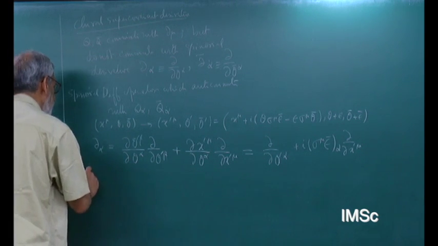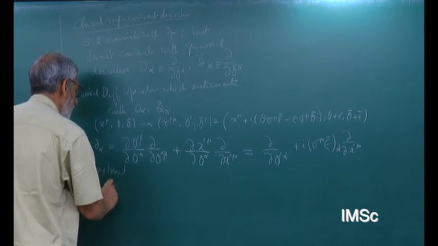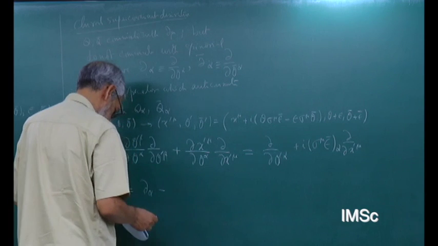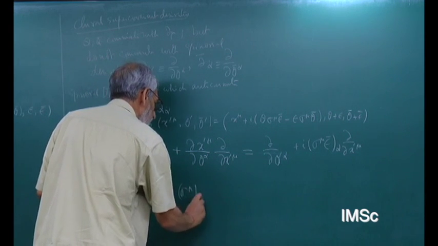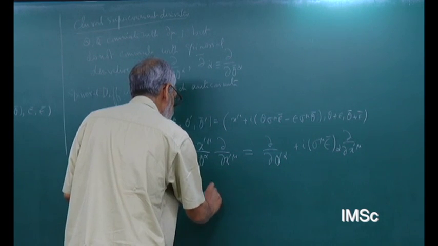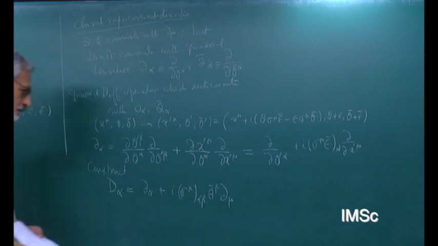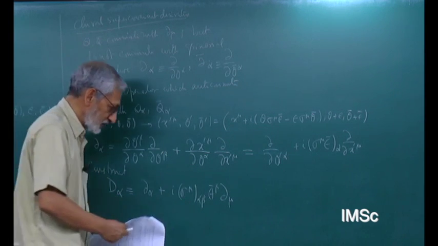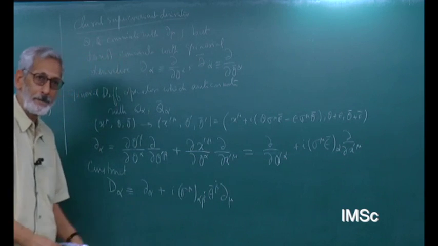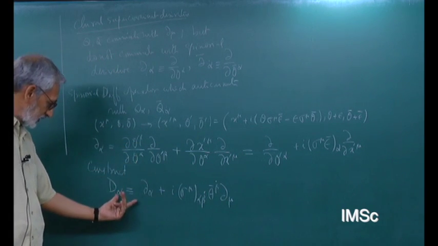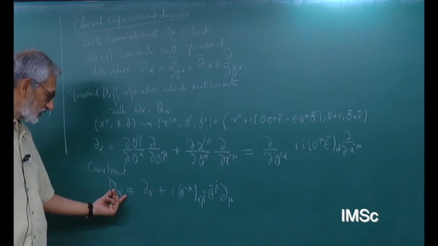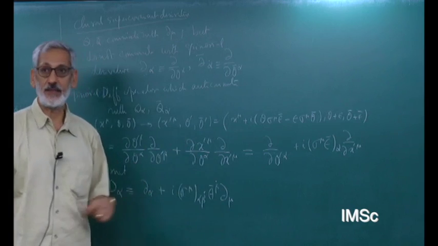This already suggests that if I construct a covariant derivative, give it a name, capital D, which is d alpha plus i sigma mu alpha beta theta bar beta dot d mu, just d alpha plus this object, then this rule right away tells me that this derivative will not change under supersymmetric transformation, because this object written this way and written in terms of the prime coordinates is the same.